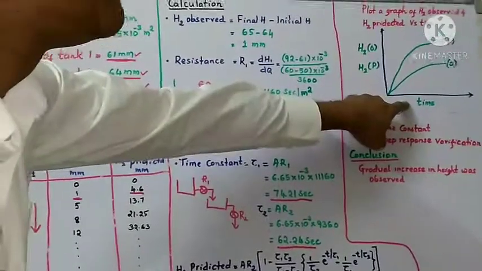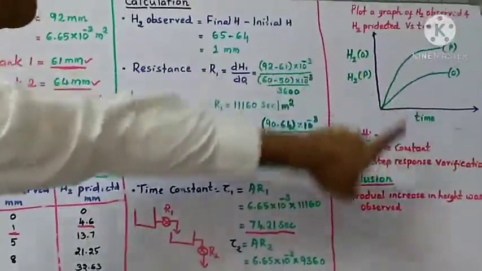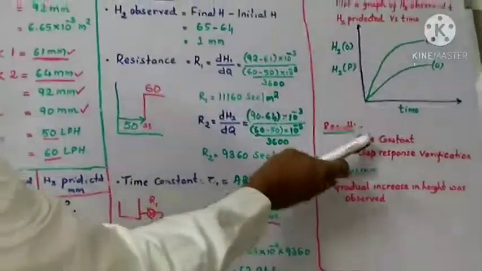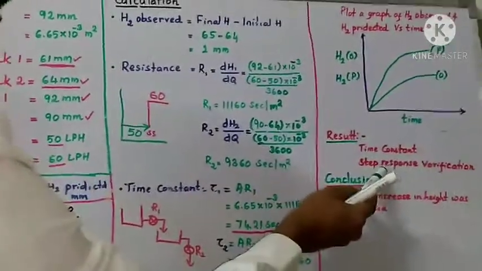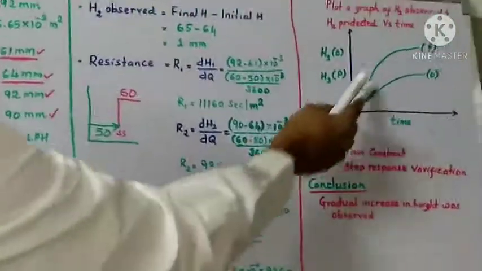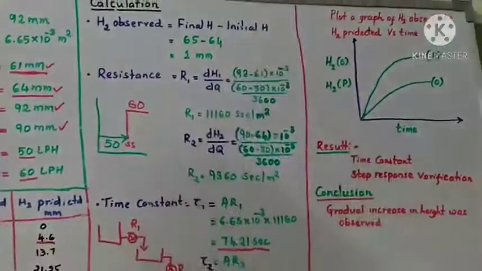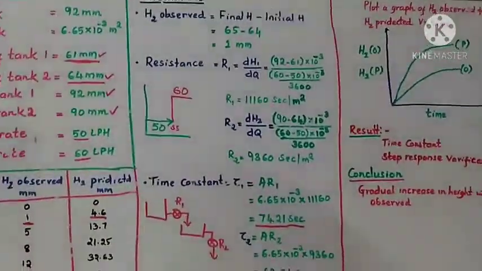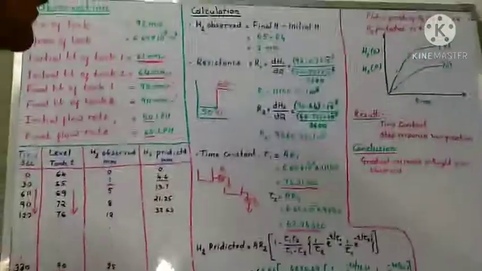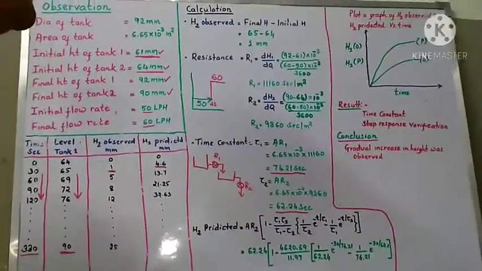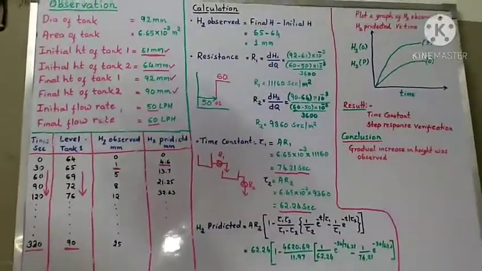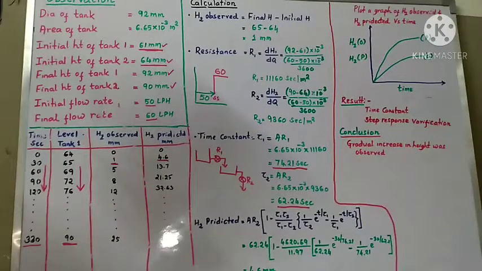Similarly, do the calculation for all the values and plot the graph of H2 observed and H2 predicted versus time. You will get predicted and observed. So therefore you will get a time constant, write down, and verification of the step response. They will look like a step. And conclusion: there is a gradual increase in the height observed. So this is the end of the experiment. Okay.